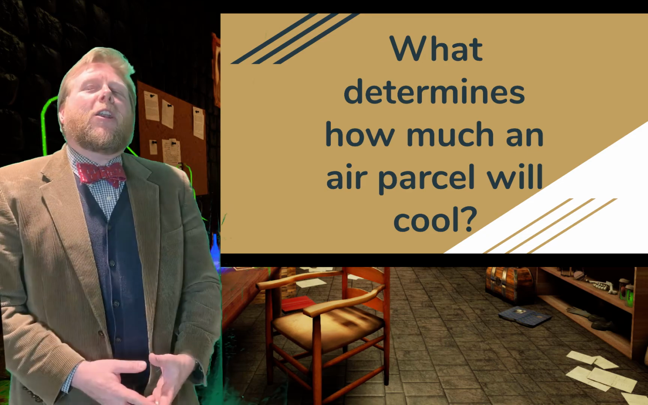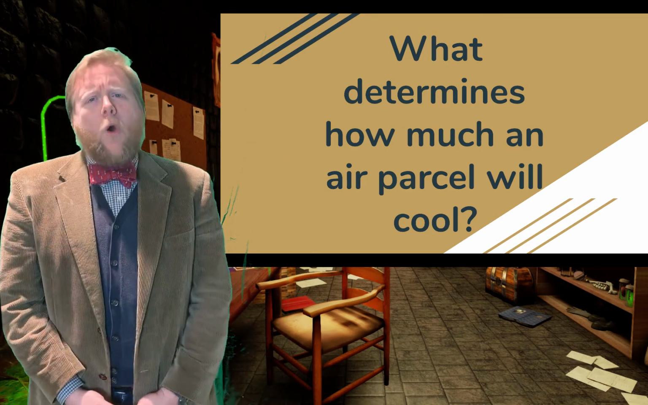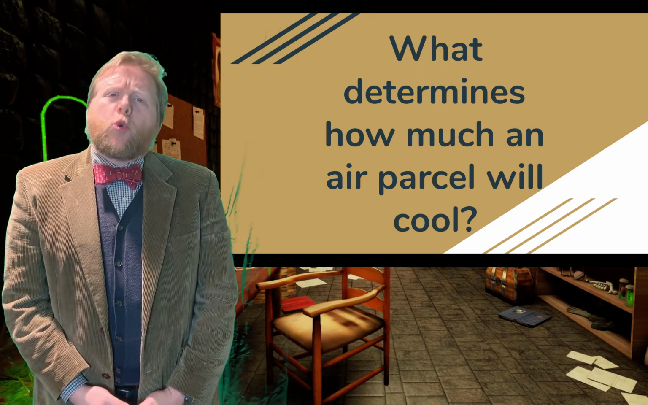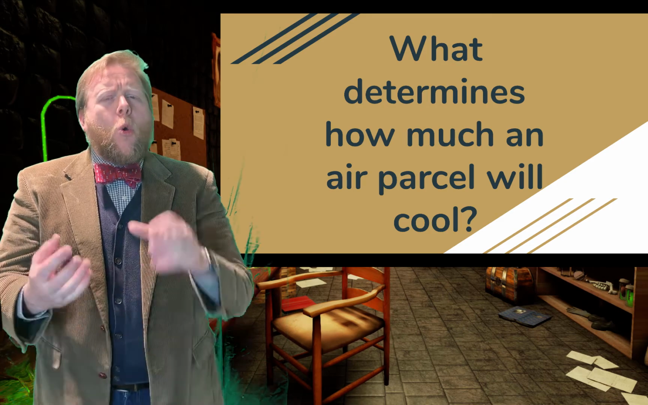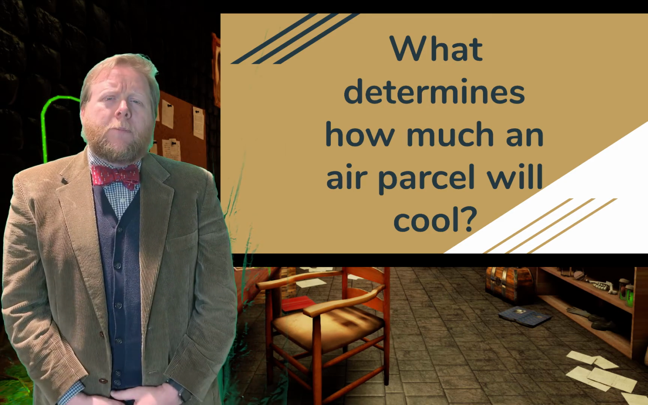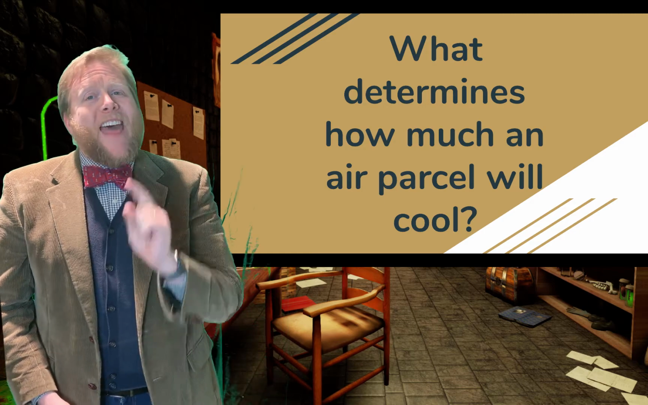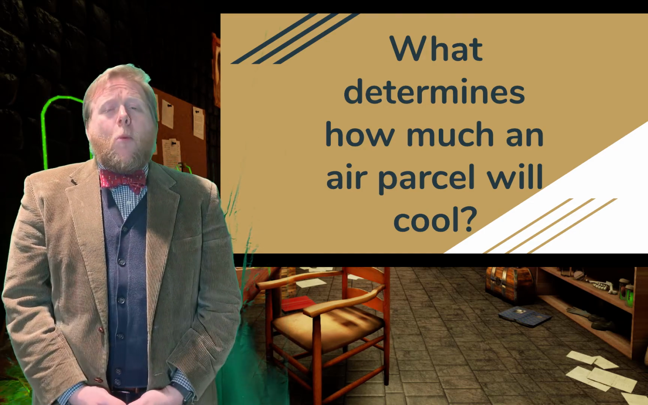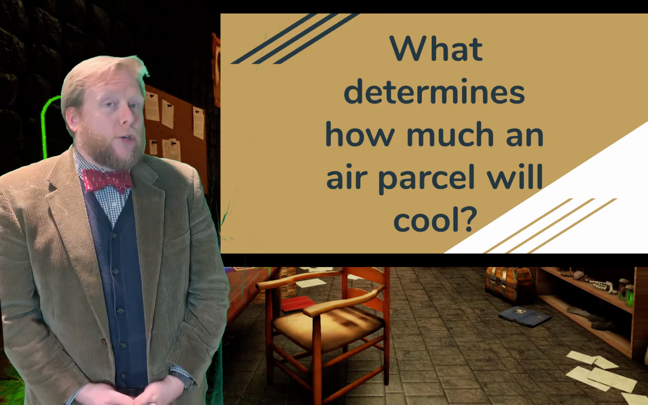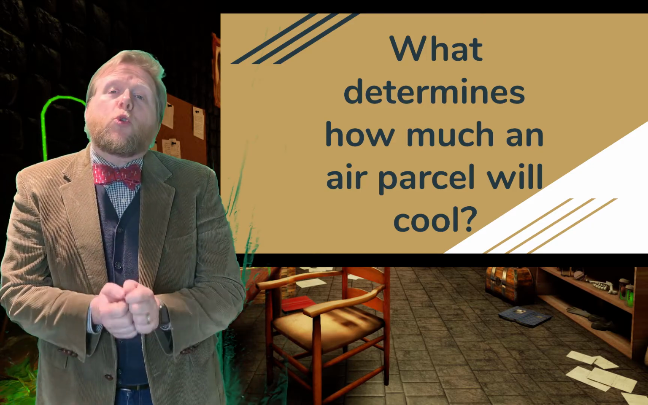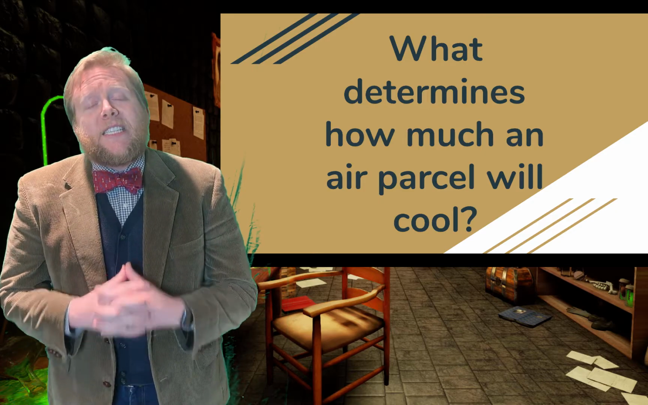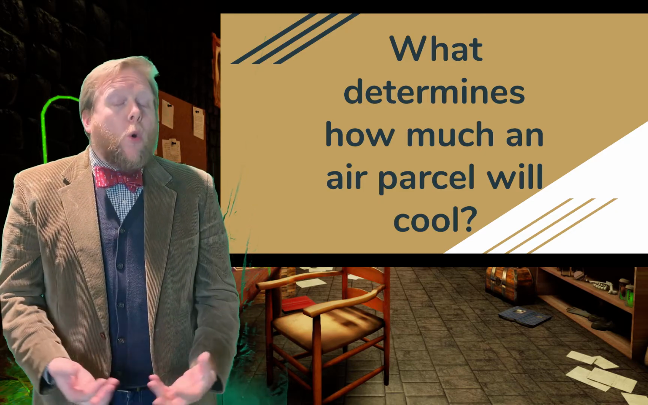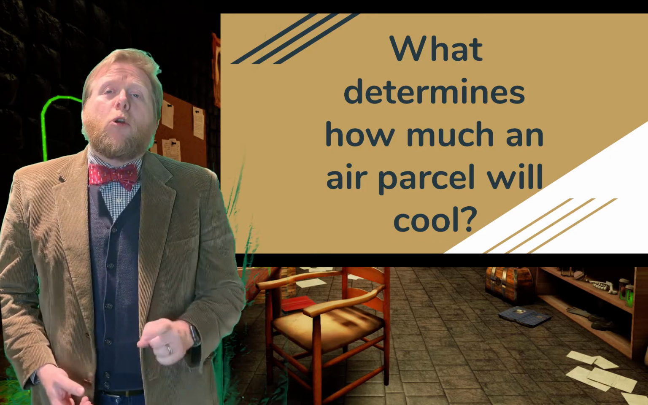So today, we're going to be exploring what determines how much an air parcel will cool down. How do we know how low that air temperature will go? Now, if you think back to chapter 1, that's important because we learned that the more an air parcel loses energy, so the more that an air parcel cools down, the more condensation that will occur. And the more condensation that occurs, the more liquid rain.